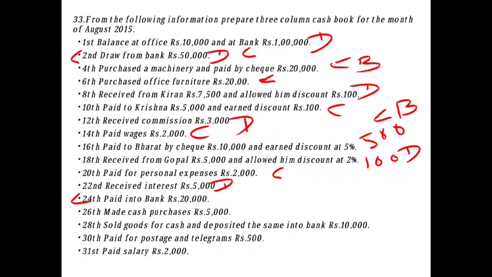Now it is a contra entry. What you have paid into bank means you have deposited into bank. This is your contra entry, so you have to record both sides, debit as well as credit. Paid into bank means cash goes out.